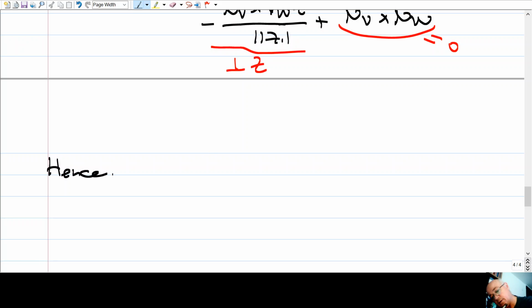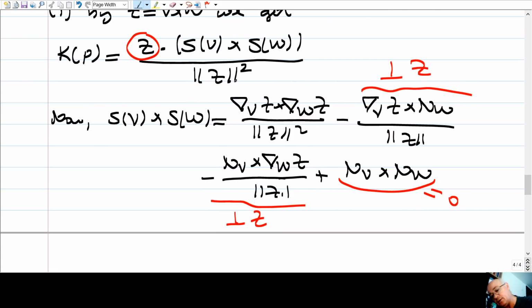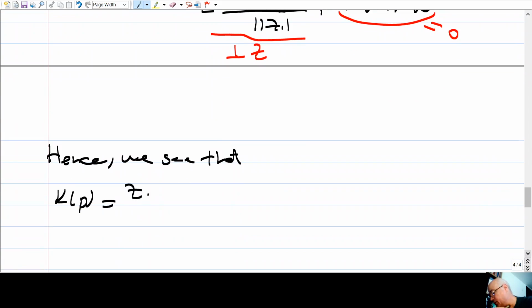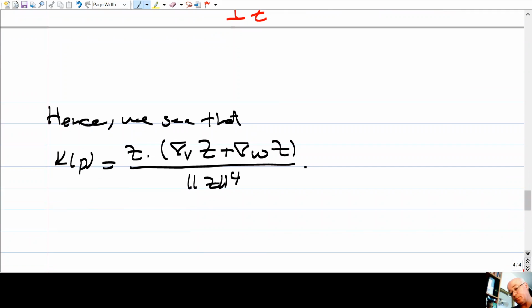Hence, we see that the only surviving term is just, so Kp is just z dot product with this quantity, and here I have z squared, but already here I had another norm z squared, so it will be norm z to the power 4. So let me just write this down. Okay, so this finishes the proof of the first part.